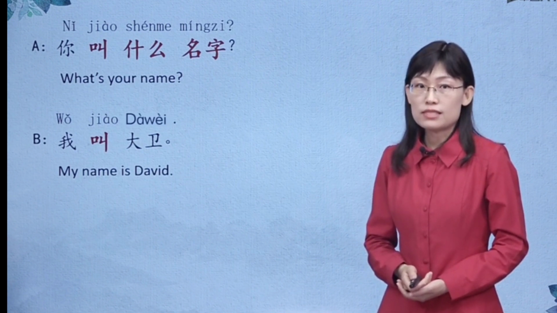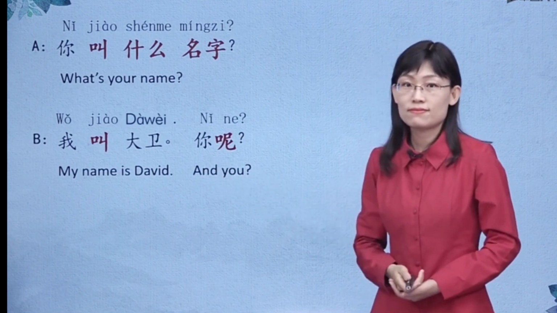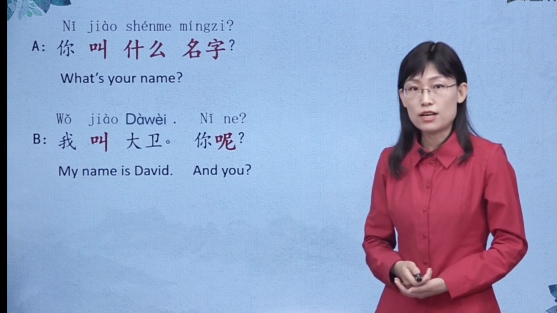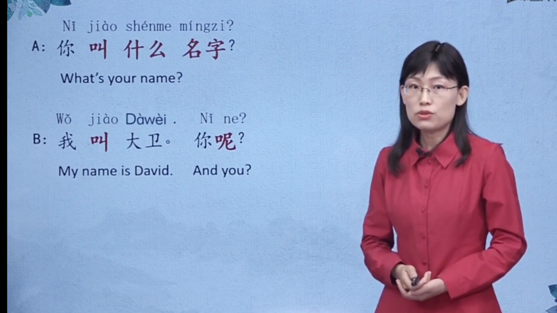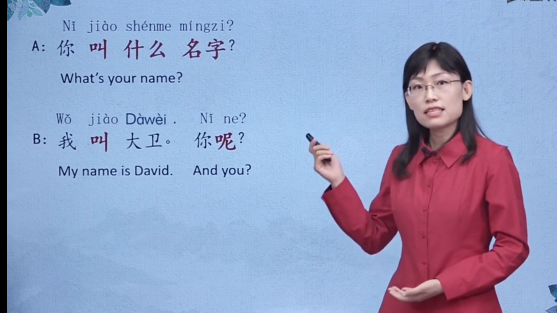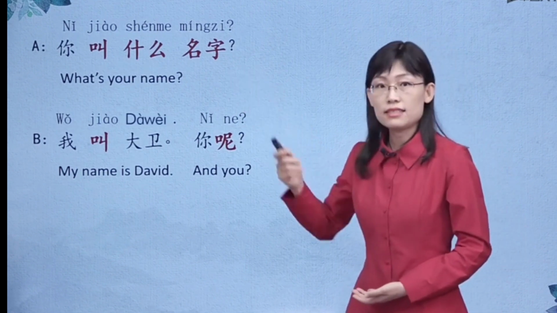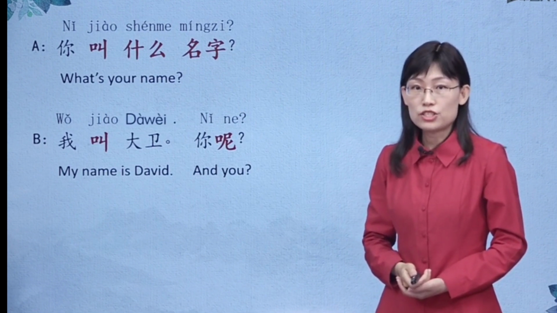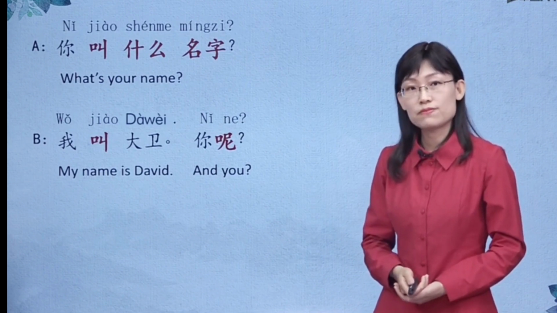Alright, let's move on with this conversation. 我叫大卫, 你呢? Here, 呢 is used at the end of a sentence and read in the neutral tone. It usually goes after a noun or a pronoun to ask the same question in a given context. Take this dialogue as an example. The previous question asked by A is 你叫什么名字? Then the following question asked by B, 你呢? also means what is your name?